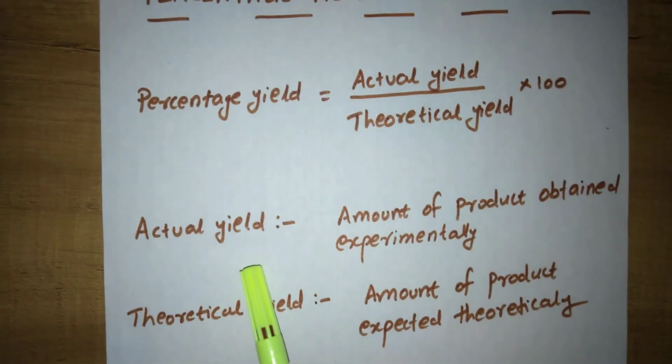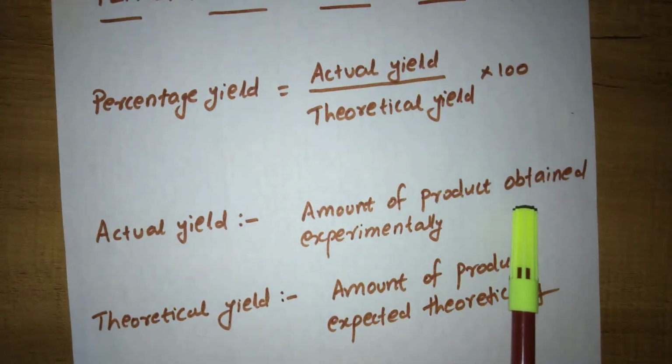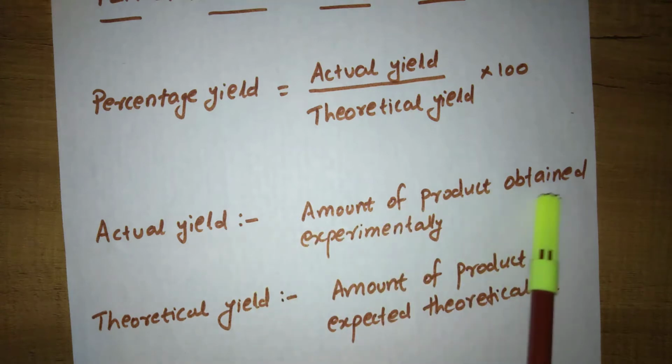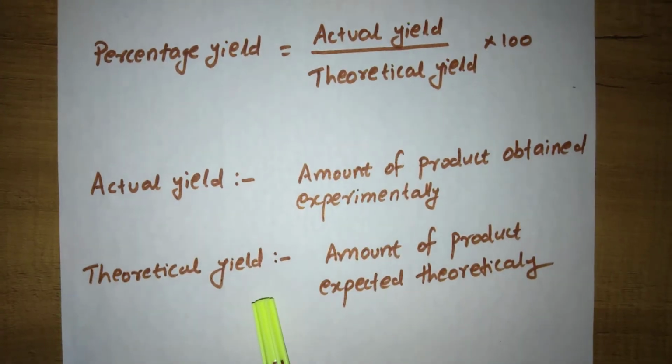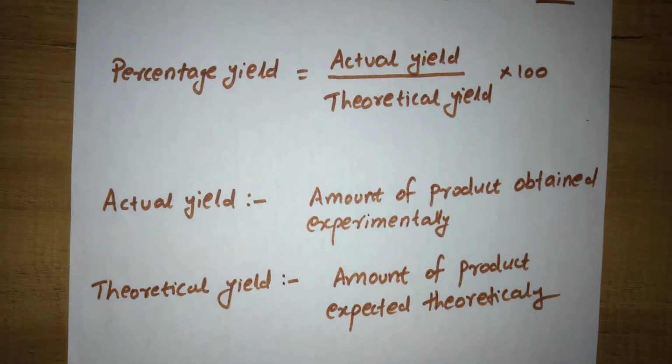What is actual yield? For a chemical reaction, the amount of product obtained experimentally is called the actual yield. What is theoretical yield? It is the amount of product expected theoretically. The actual yield is an experimental value, and the theoretical yield is a theoretical or calculated value. To understand this, we will do one problem, then we can easily understand the concept.